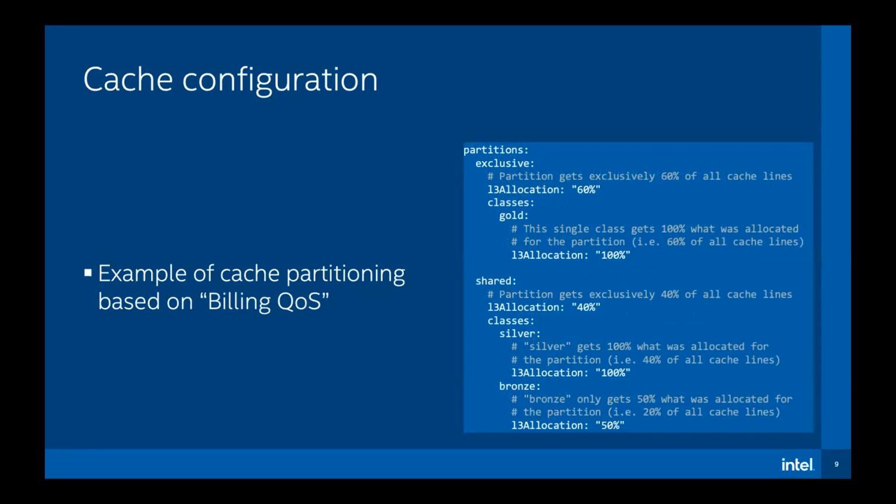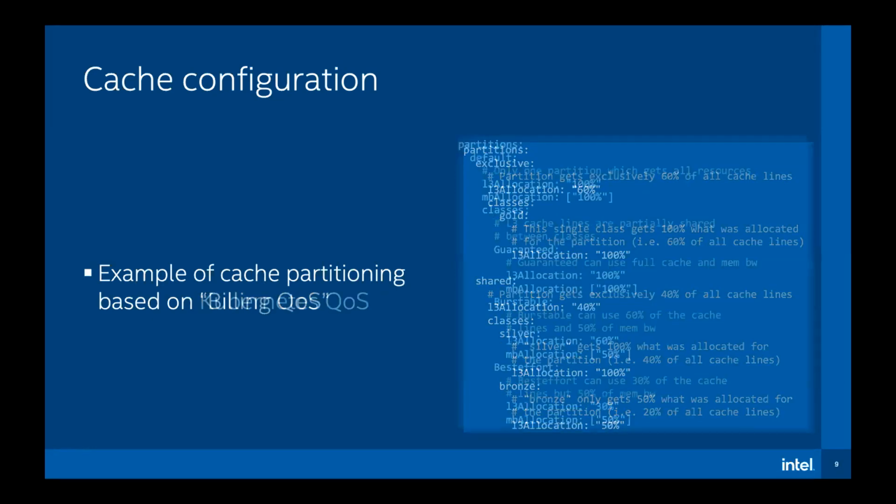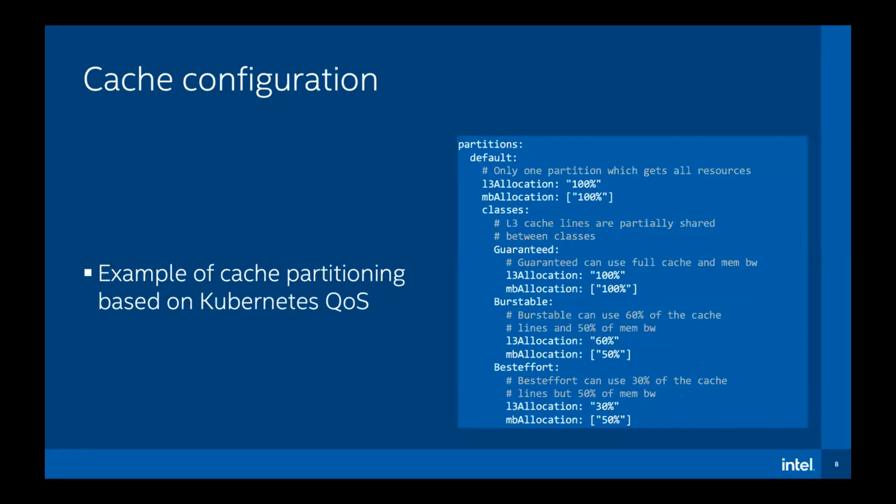And in this example, I mean, could you back up one slide? So this simple example: the guaranteed class will get all cache lanes and all memory bandwidth, and burstable and best effort get only part of the cache lanes.